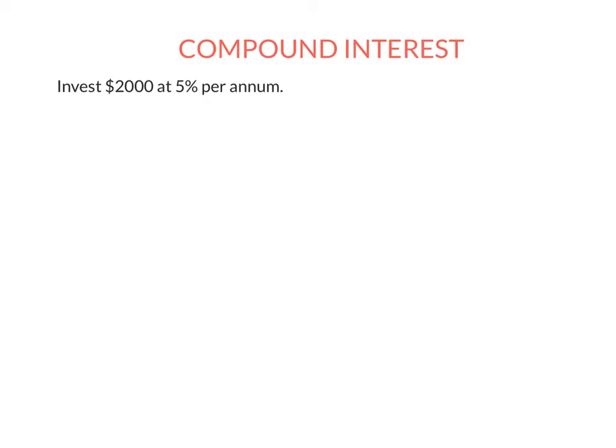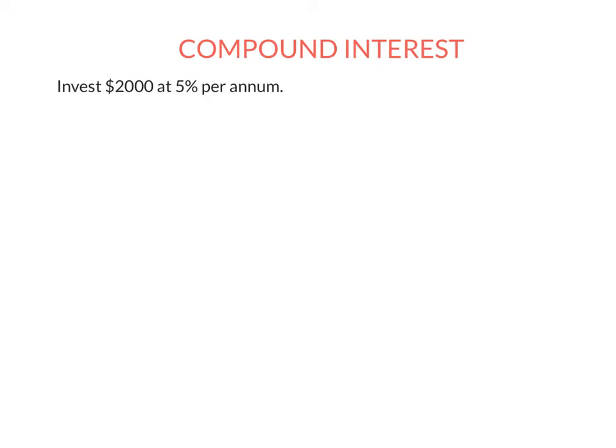So it turns out compound interest is a type of exponential growth. So let's look at this example here. I invest $2,000 at 5% per annum. And remember, per annum means per year. So I would get 5% interest each year that I invest this money. I leave it in the bank account.